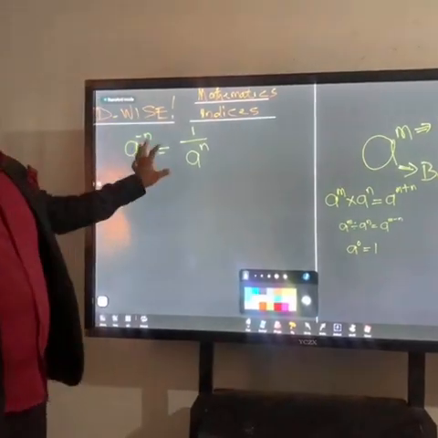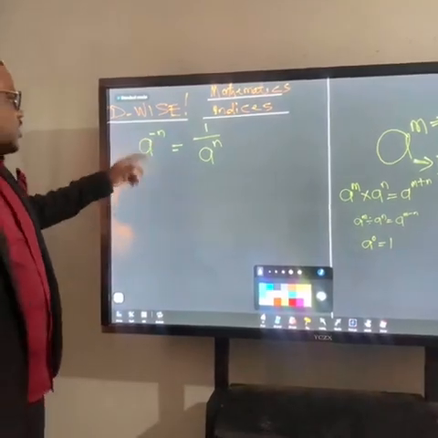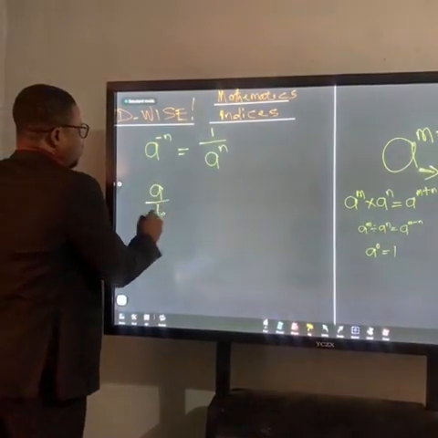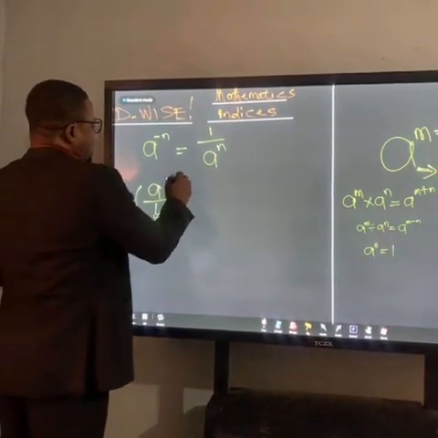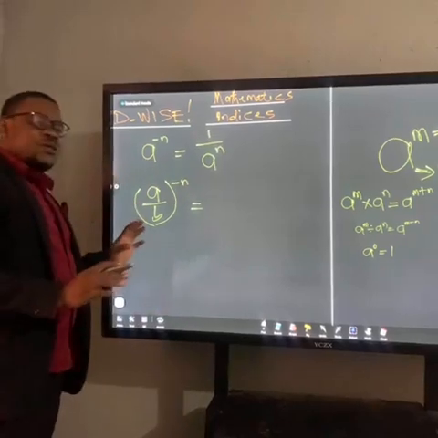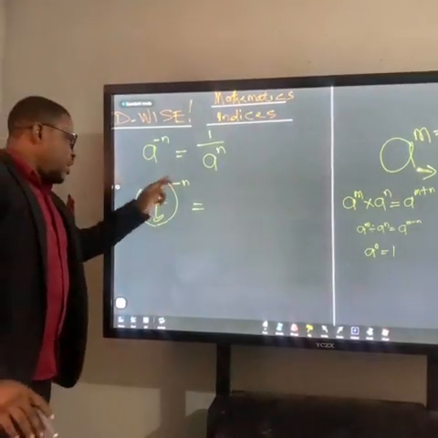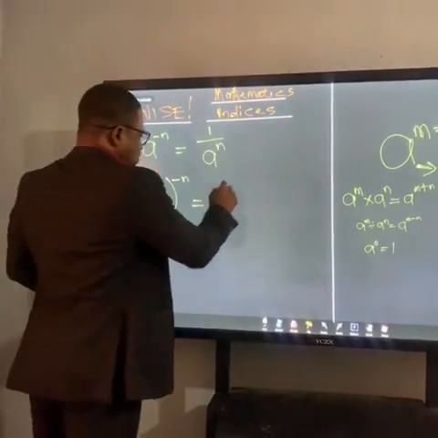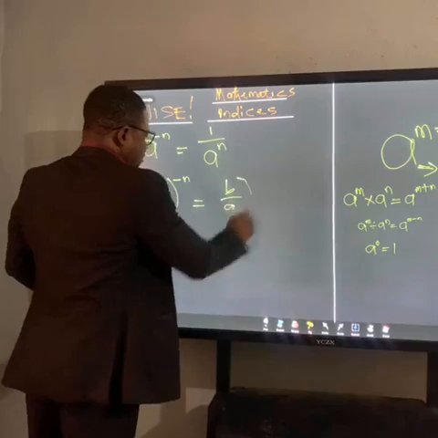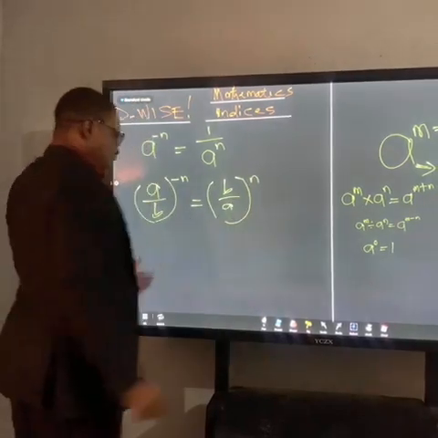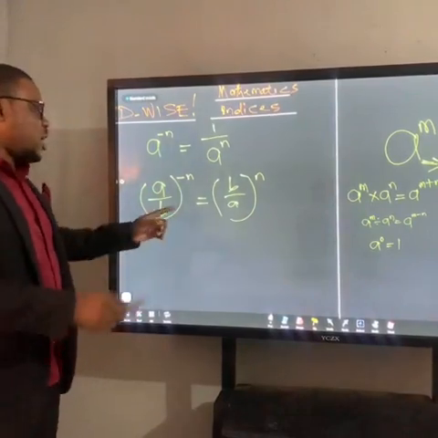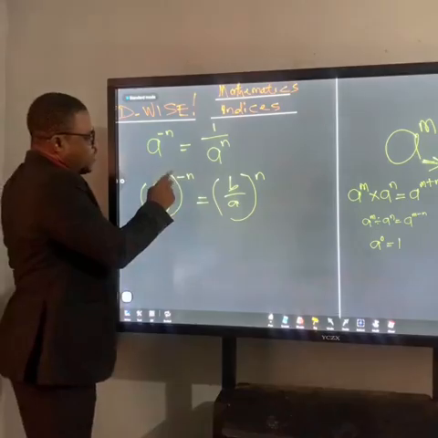This law is also called the reciprocal law for indices. So if I have something like a over b raised to the power of negative n, in order for me to take away the negative sign, I just reciprocate. This is the same thing as b over a, and then the sign changes. Even if it is positive and you want to change to negative, you reciprocate. As long as you reciprocate, the sign of the power must change.